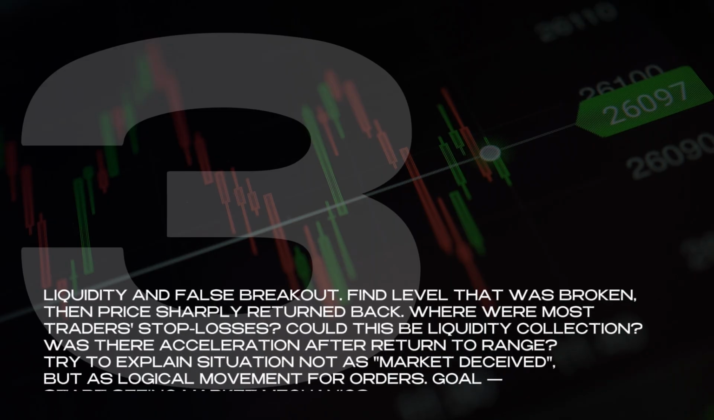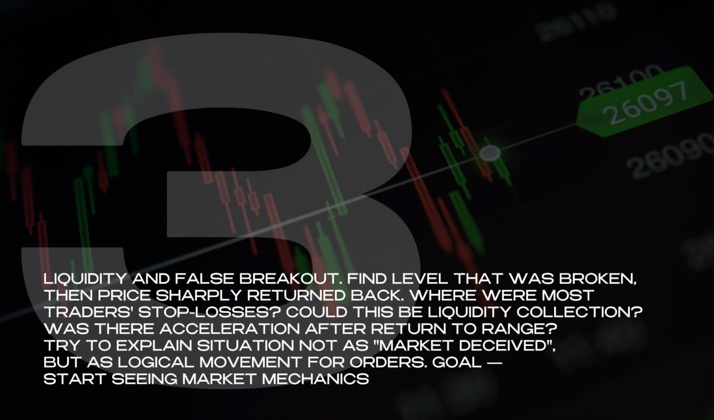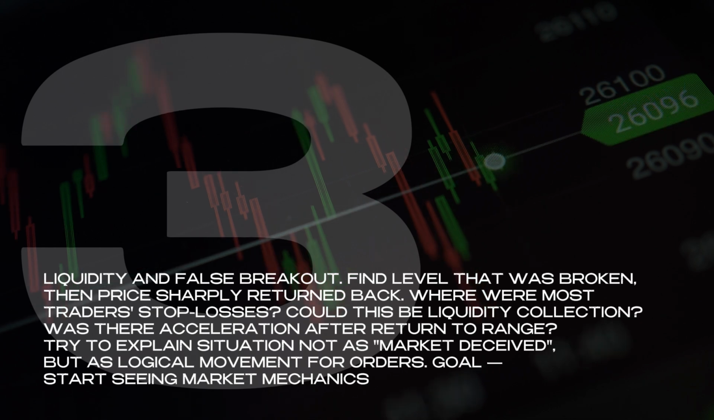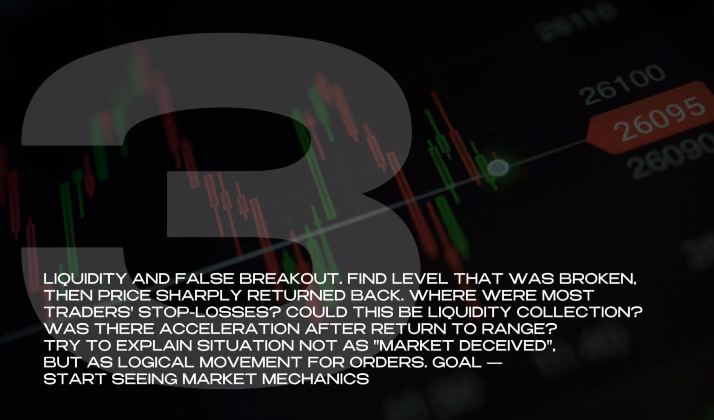Assignment 3. Liquidity and false breakout. Find a level that was broken, then price sharply returned back. Where were most traders' stop losses? Could this be liquidity collection? Was there acceleration after the return to the range? Try to explain the situation not as the market deceived, but as logical movement for orders. Goal. Start seeing market mechanics.